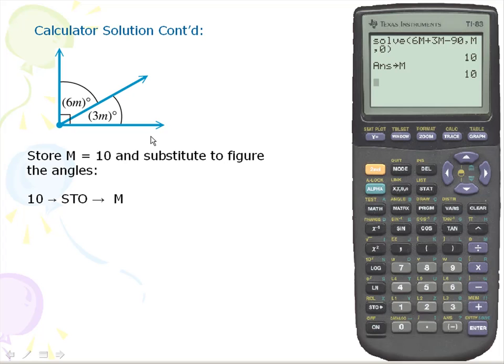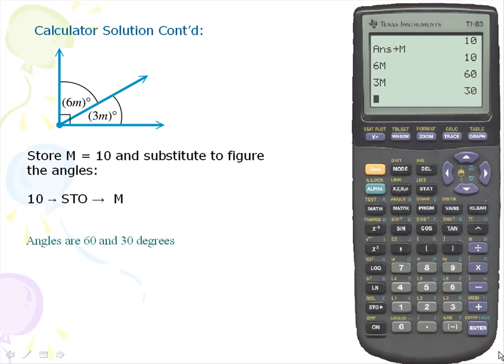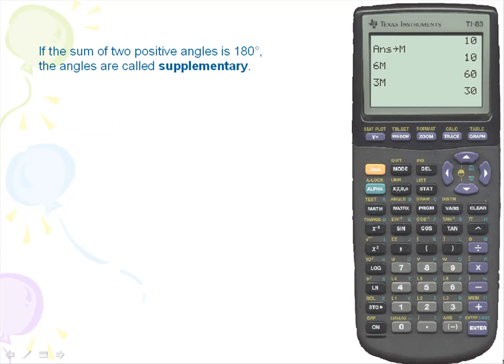So now to find our 6m degree angle is simply 6 times m, which is alpha and a division symbol, and our calculator is going to replace m with 10. So we have a 60-degree angle and 3 times m for a 30-degree angle. So our two angle measures are 60 and 30.